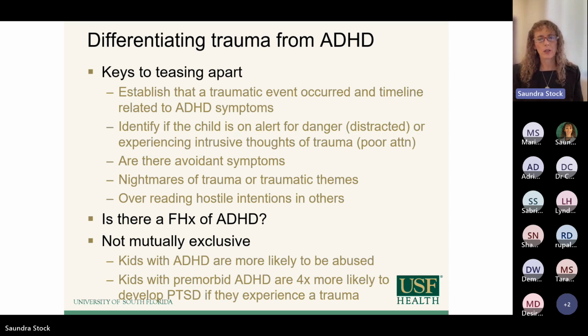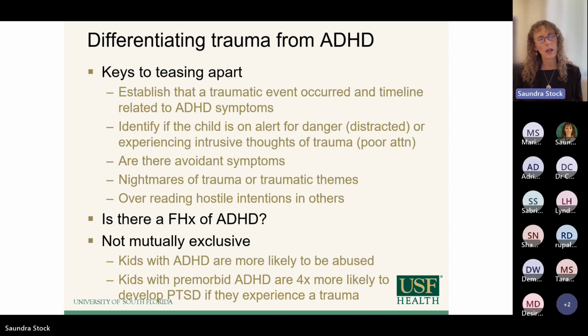And realize they're not mutually exclusive. Kids who have ADHD are more likely to have been abused physically, because they're kind of overwhelming to people. They may not be listening, they're not remembering your instructions, they're kind of all over the place. So any kid who has ADHD is more likely to have undergone physical abuse than other kids. And if kids who already have ADHD experience a trauma, they are 4 times more likely to develop post-traumatic stress disorder, as compared to typically developing kids. So it may not be an either or, but both.